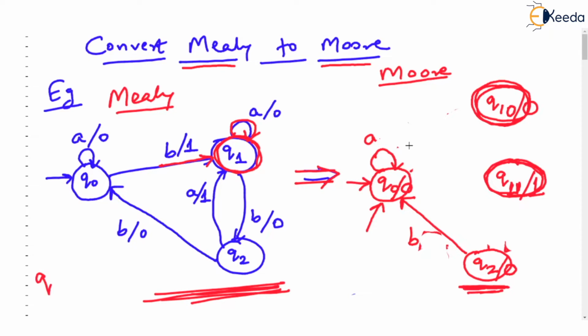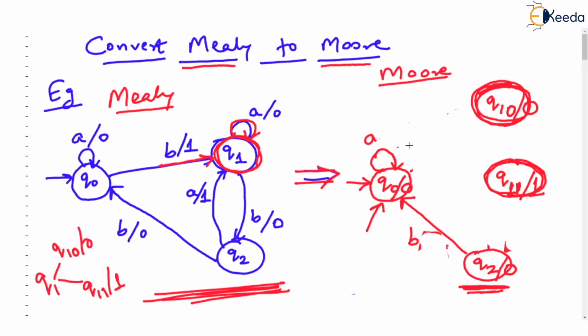Therefore, Q1 state was split into two different states. Q1 which gives output 0, so we named it as Q10, and Q1 which gives output 1, so we named it as Q11. Now it is a matter of defining transitions for both these states.